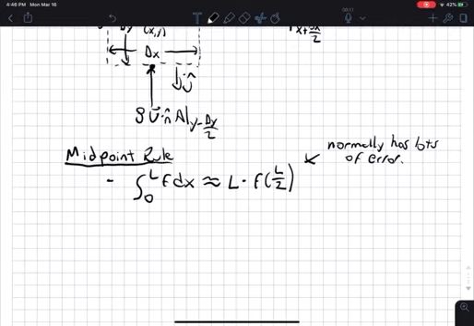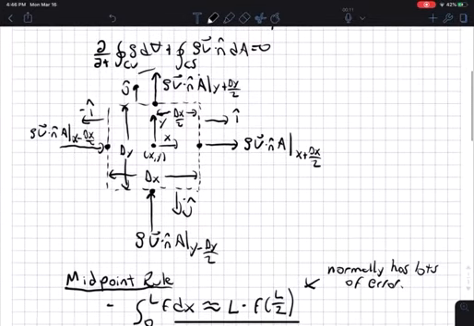And so we're going to take advantage of that. We're going to take advantage of this midpoint rule and the fact that it's exact for an infinitesimal control volume to find these two integrals here for the conservation of mass.